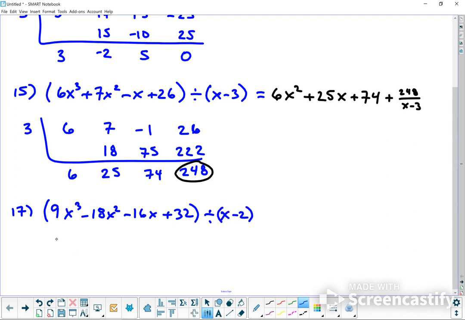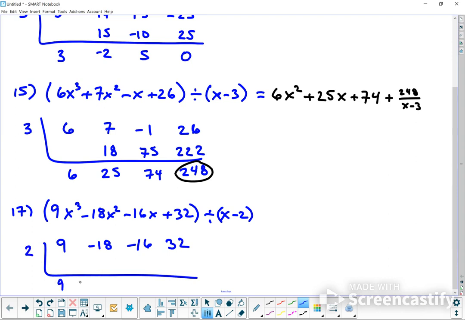Okay, same thing again. Make sure there's nothing missing. If there is, then you're going to use a 0 in place of that. So this is 9, negative 18. So for example, if this term was missing, if there wasn't a minus 16x, then you would use 0. But because there's a minus 16x, you would use negative 16 and 32.